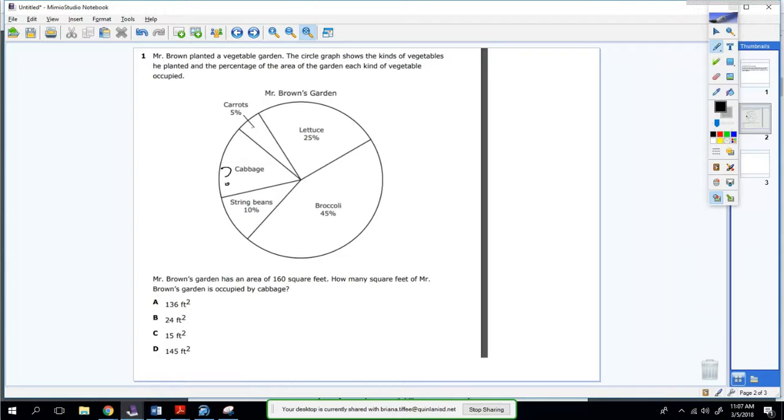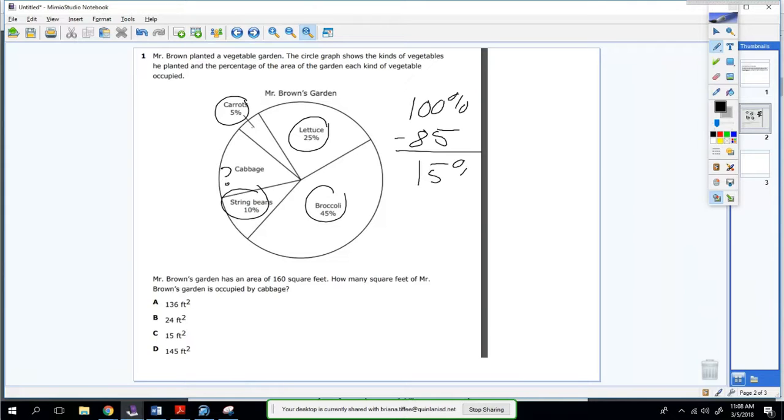So a circle graph percentage adds up to 100%. So there's a total of 100% here. Well, if I added up the carrots, the lettuce, the broccoli, and the string beans, you get an 85. So you're going to subtract 85% from 100 and you get 15. This is not the answer. 15 is not the answer. A lot of you stopped on this question and circled 15 for your quiz. That's not it. It's 15%.